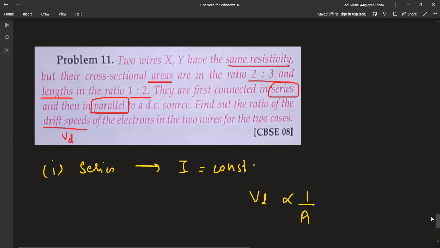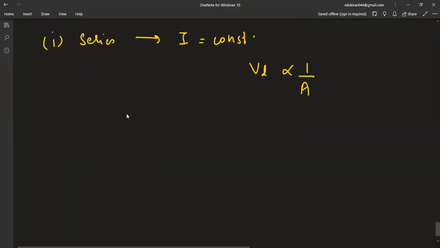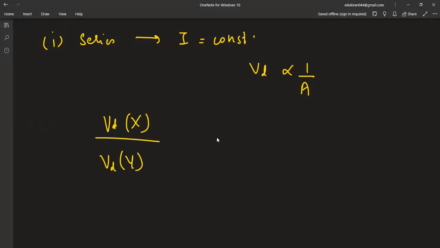So directly, let's say these were X and Y. So drift velocity for X by drift velocity for Y. This will be inverse. So area of Y will come up by area of X. Simply that is 3:2. The ratio will be inverse, 3:2. Clear? Answer is very easy for the first. Come to the second part.